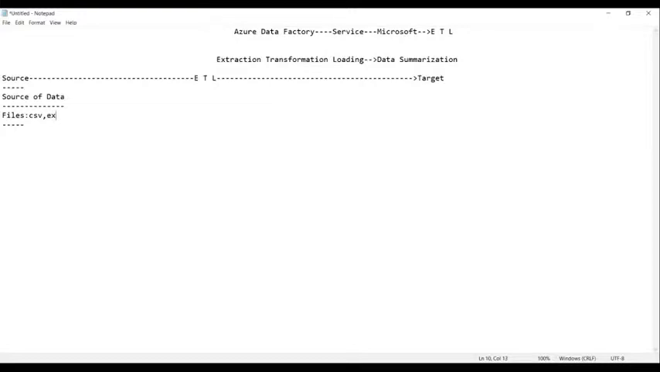Then you have Excel files. So we have CSV files, Excel files. Tab delimited files, we call them TSV files, which stands for tab separated value files. And XML file, which is extensible markup language. We can also have JSON files, HTML files, and Parquet files.